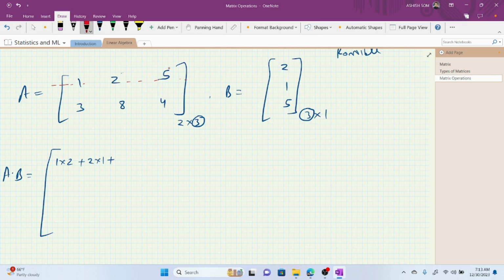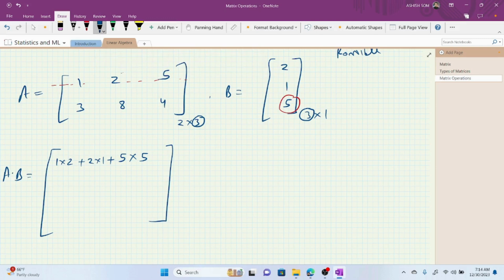This is now the third element, and here also the third element. So it will be 5 multiplied by 5. So the first row is complete. Now we have to move into the second row. In the second row, again, what we are going to do? All the elements one by one we are going to multiply.